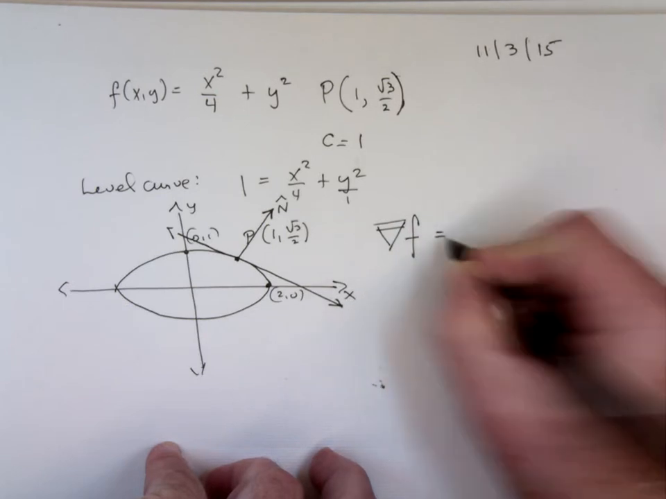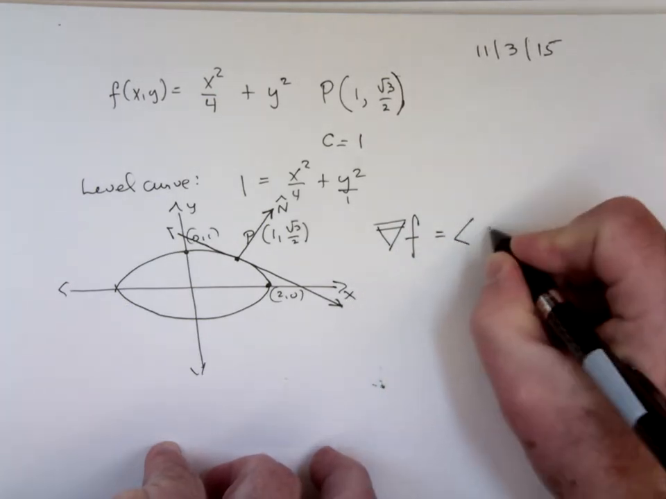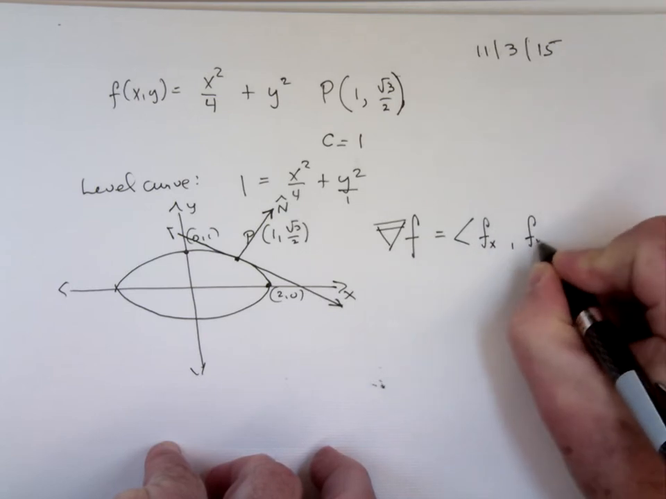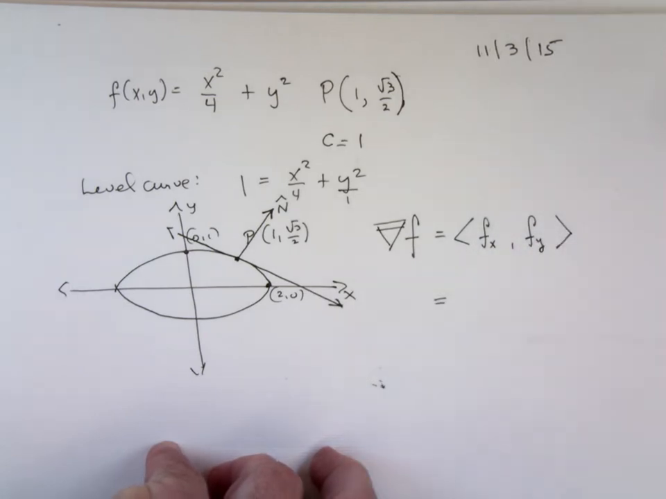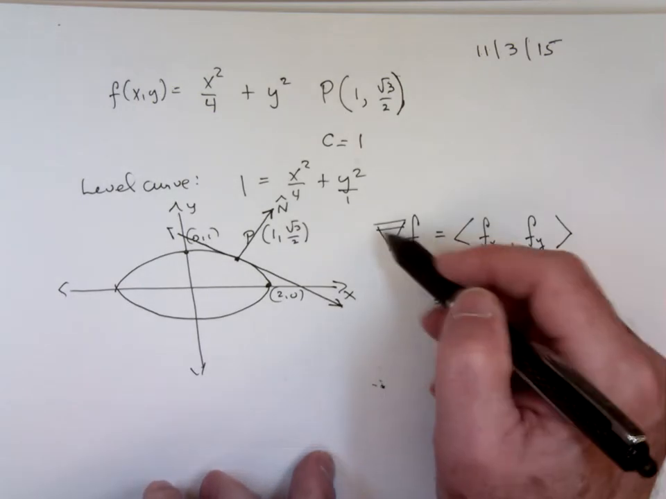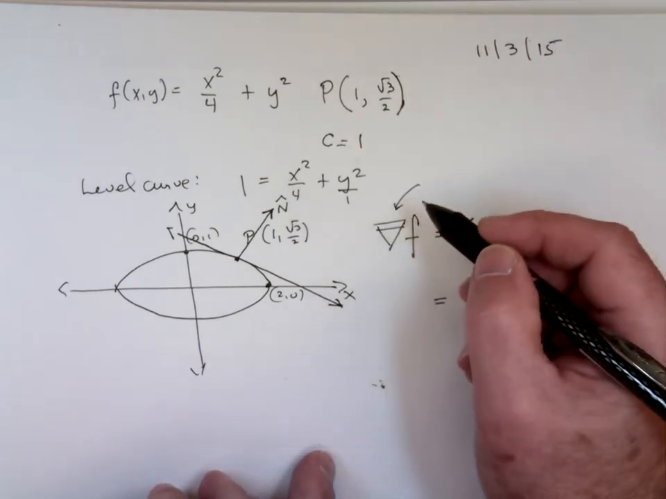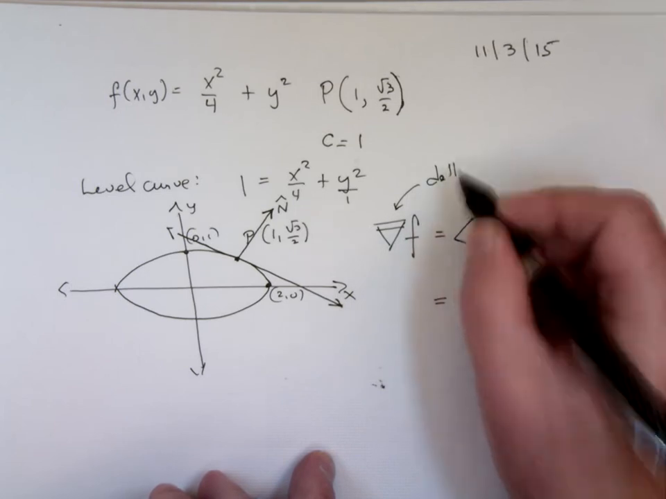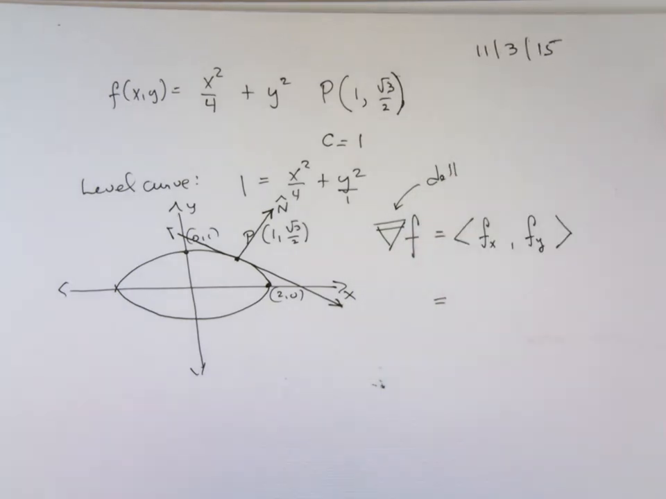The gradient of this function is equal to the partial with respect to x, the partial with respect to y. That's how you find the gradient of a function of two variables. What's that funny upside down delta symbol? It's called del. Del f, or the gradient of f, means that vector whose x component is the partial with respect to x, whose y component is the partial with respect to y. Very important thing, this gradient. It has a lot of interesting properties, and we haven't taken advantage of all of them yet.